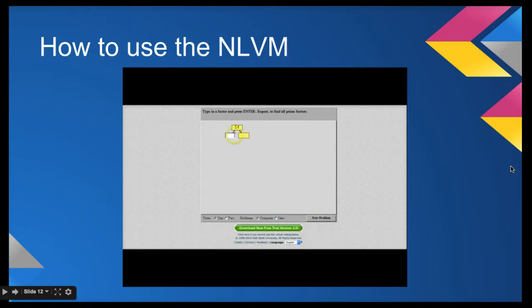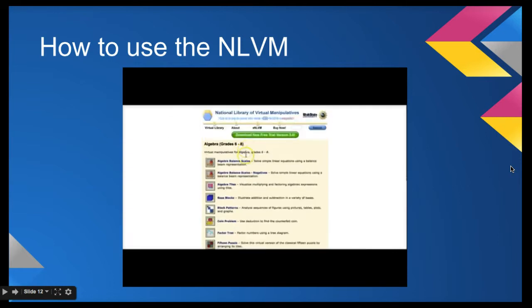You could do a new problem. 54, 9 and 6. And then 9 is 3 and 3, and 6 is 3 and 2. And there's all your prime numbers. So it's 3, 3, 3, and 2. So that's just an example of one of the applets found on this site.